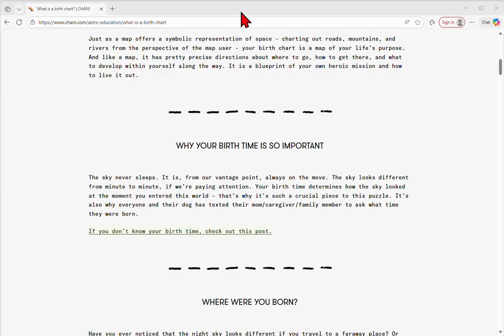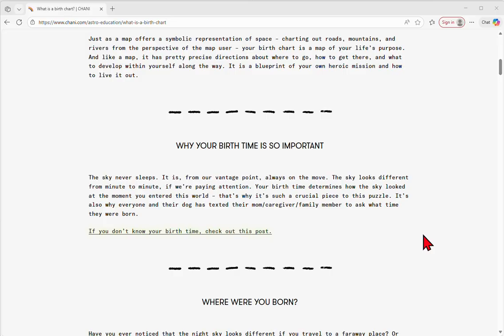You could be born 2 hours apart and have a completely different set of houses and ascendant, which is why it's important to know that if you want to get more of those details when you're actually doing your own birth chart, or somebody you know for sure what their birth time is.